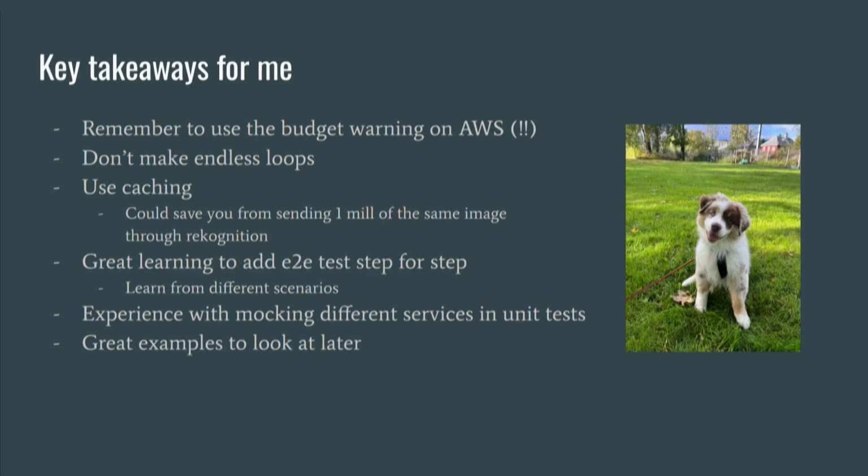Okay, I think I've been speaking a bit fast. But yes, we're on the last slide. So the key takeaways for me: first of all, remember to use budget warnings, because it could get expensive otherwise, maybe specifically for students and juniors. Also, don't make endless loops. I think most of you know that one, but it can happen quite fast. Also use caching. It's something I hadn't really implemented before this project. I had heard about it and knew what it was, but I hadn't really thought about using it.